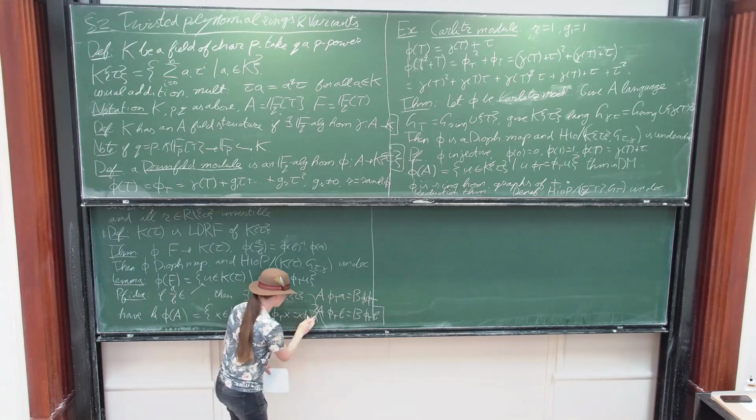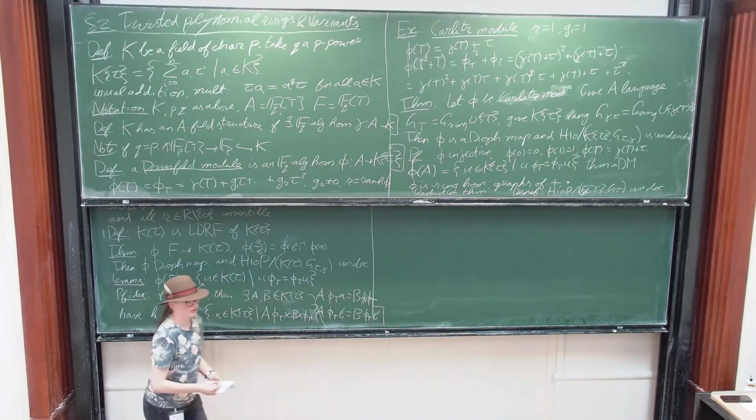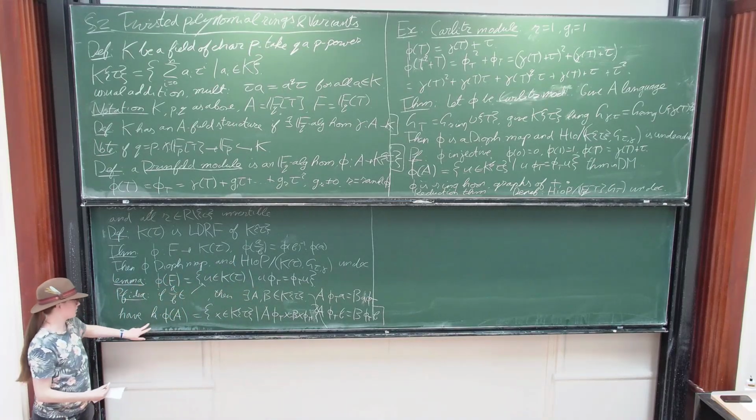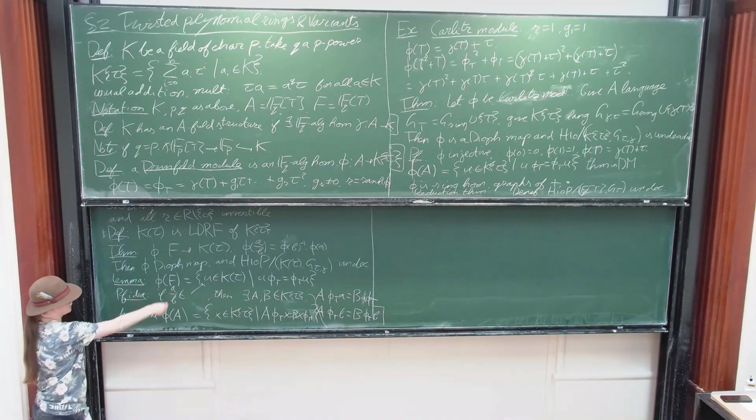Wait, the b is on the wrong side. This same penalty for commuting with phi of t, and because you have this, this k gets cancelled. So you're indeed in that set.